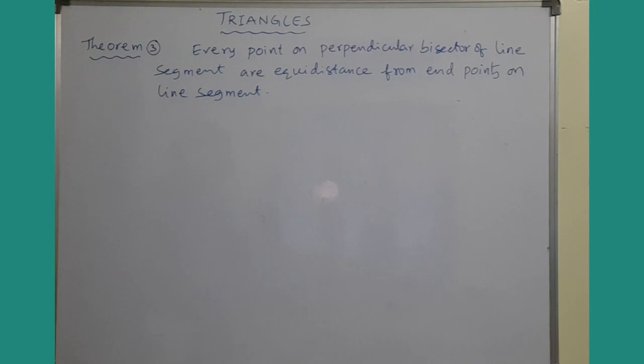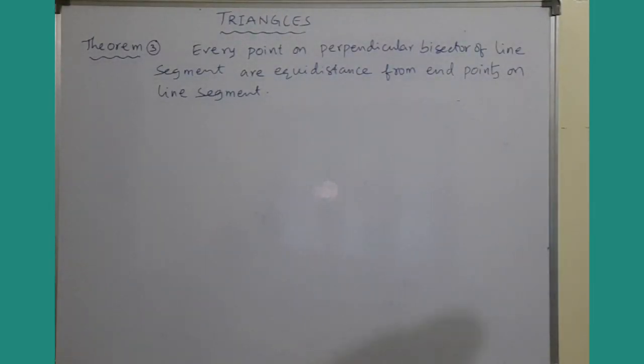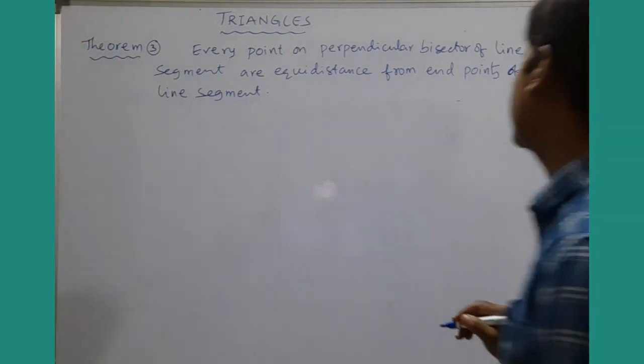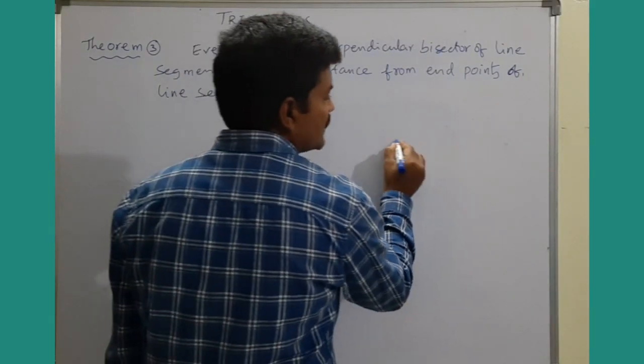Coming to theorem number 3. Look at the statement. Every point on the perpendicular bisector of a line segment is equidistant from the endpoints of the line segment. I mean, this is the concept.